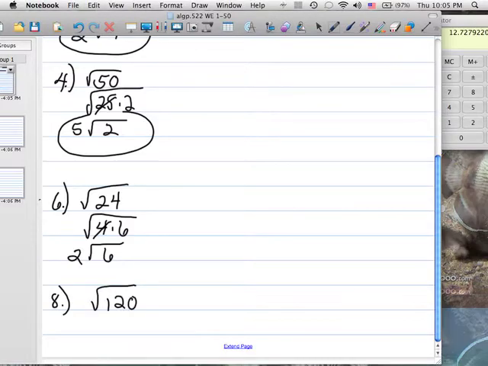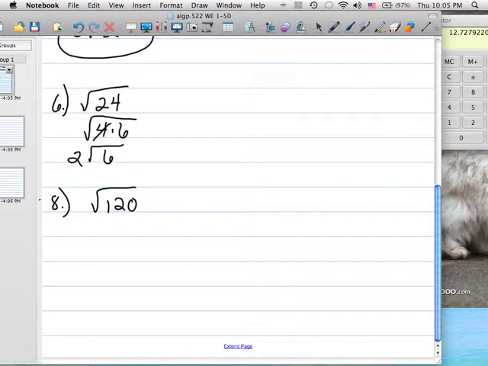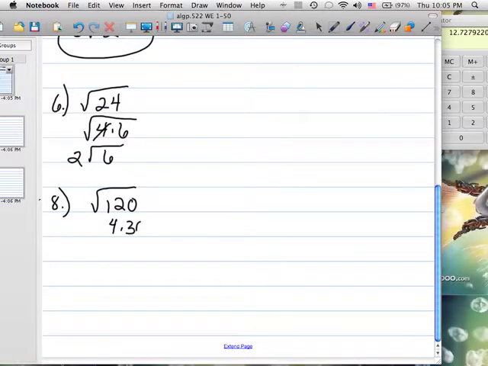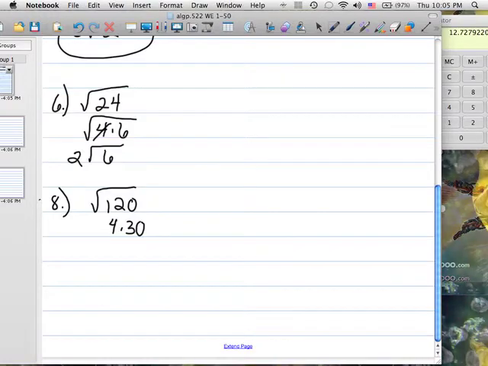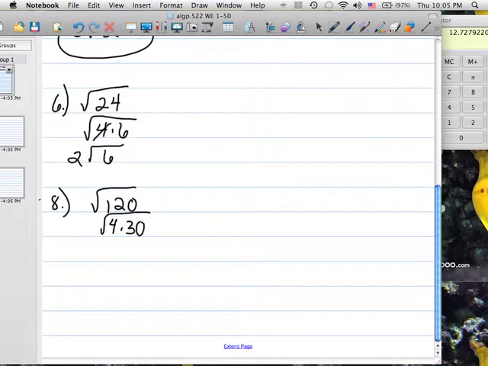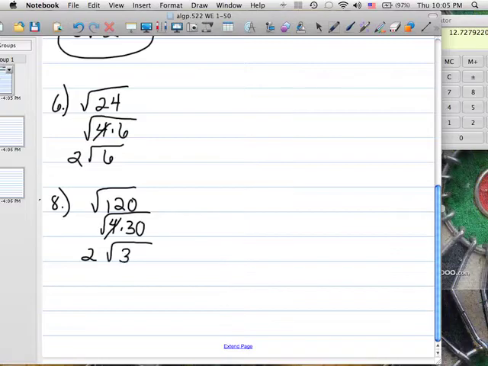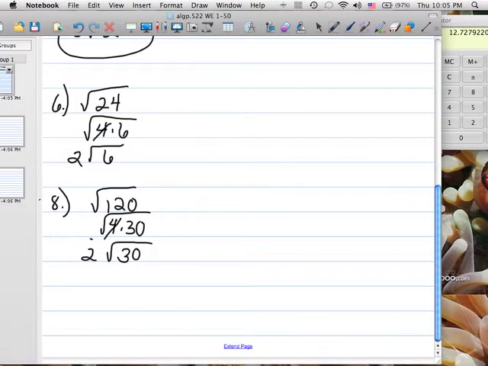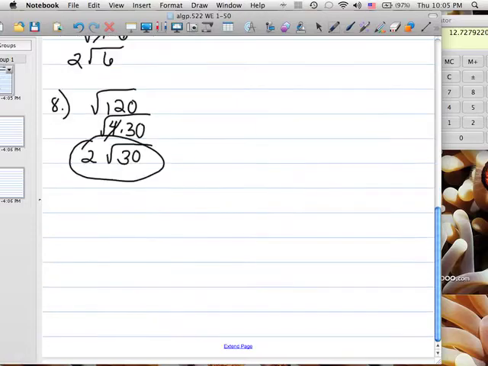Number 8, the square root of 120. Let's see, that's 4 times 30, and I don't know of a perfect square in 30, so the square root of 4 is 2. That goes out, and we have 30 underneath. So it's 2 radical 30.